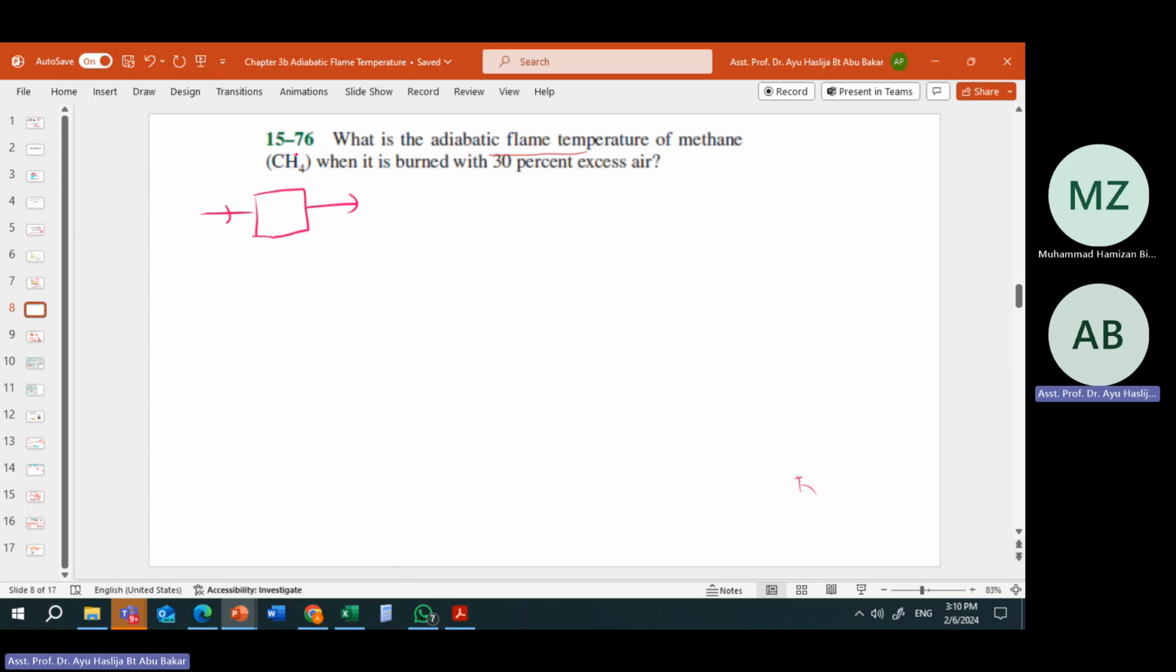So the fuel, which is the methane, CH4 with the air. Adiabatic flame temperature of methane when it is burned with 30% excess air. 30% excess air. So what products does it have? Products are CO2, H2O, excess N2 of course, and O2. So first thing first, generate the combustion equation.